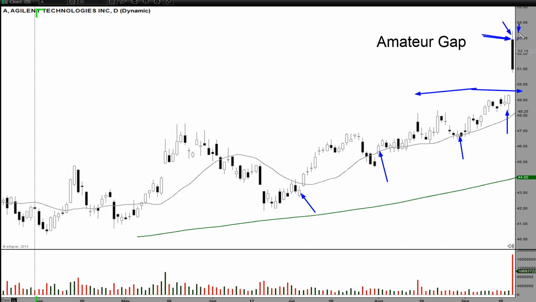I'm always fascinated by the tail. I'm always fascinated by that. Who are those people? Don't be that guy.